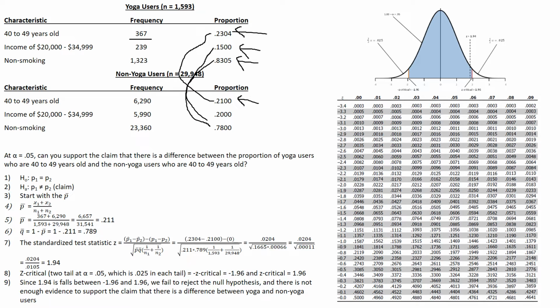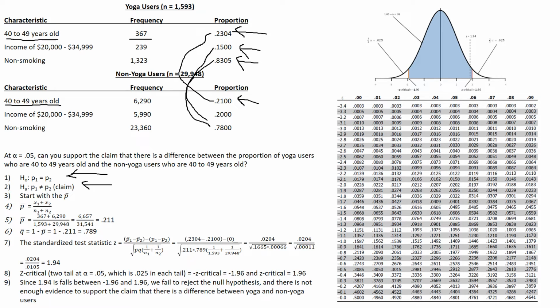So they ask you, at alpha 0.05, can you support the claim there's a difference between the proportion of yoga users who are 40 to 49 versus non-yoga users who are 40 to 49? So we're looking at this group of 40 to 49-year-olds. And they say support the claim there's a difference. Difference means it's equal or not equal. So that's the alternate hypothesis, that they're not equal, which means the null hypothesis is that the proportions are statistically the same.